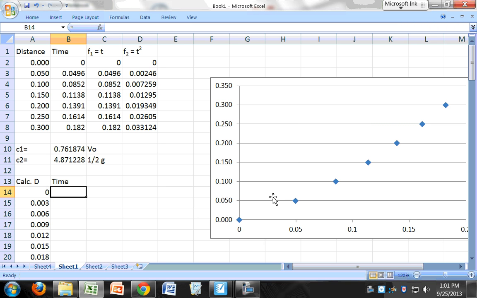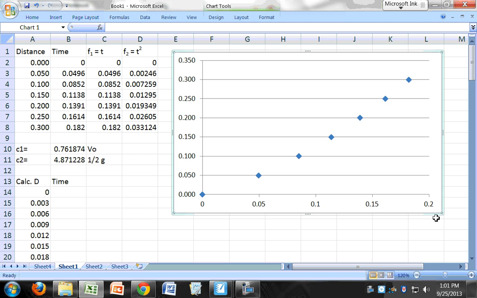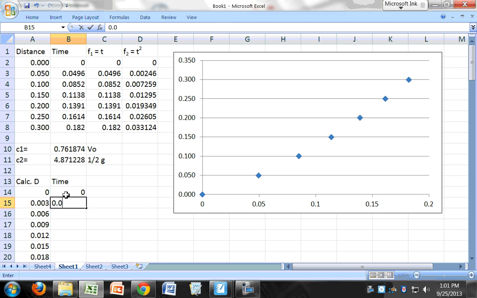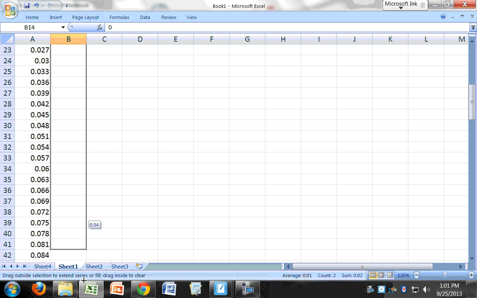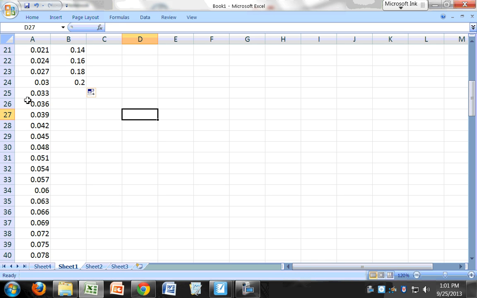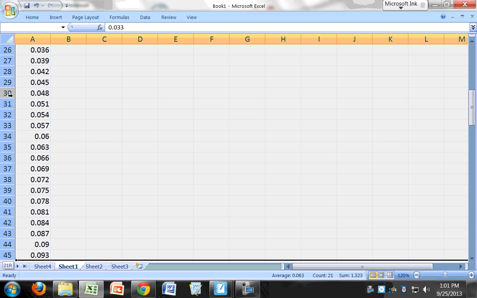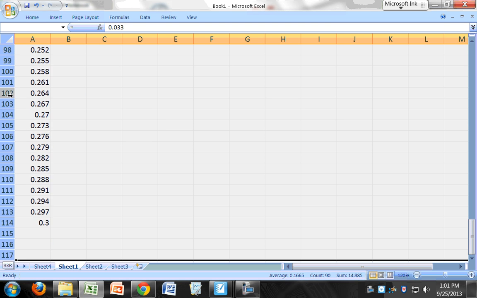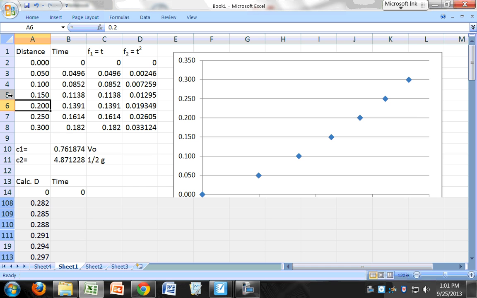So I'm going to go from 0 to 0.182. I do have this versus time, so my x-axis is time. Right, so 0 to 0.2. Okay, so I'm going to go 0, 0.02 all the way to 0.2. Okay. There. So I get rid of all of this. And I can calculate my distance after.